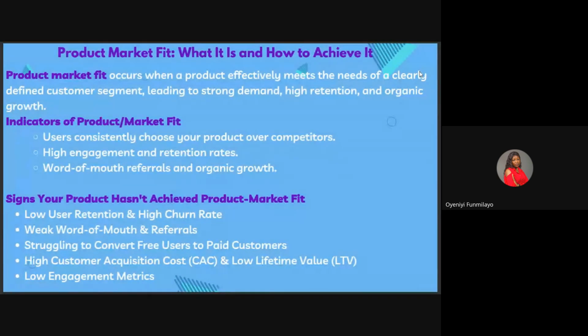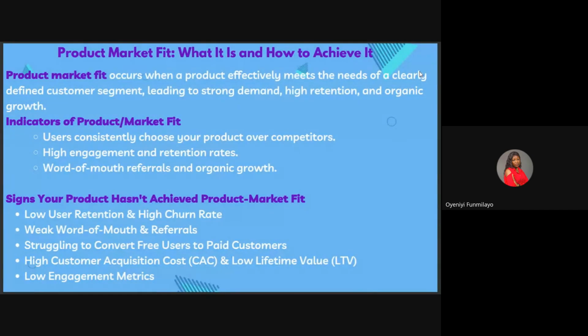So, signs your product has not achieved product market fit. You'll be having low user retention and high churn rates. Nobody is staying. People are dropping off. That's what it means. Weak word of mouth and referrals. Nobody's talking about your product. Struggling to convert users to paying users. Maybe the product is subscription based, and people will not be willing and ready to pay for your product. They will just be using it just like that.